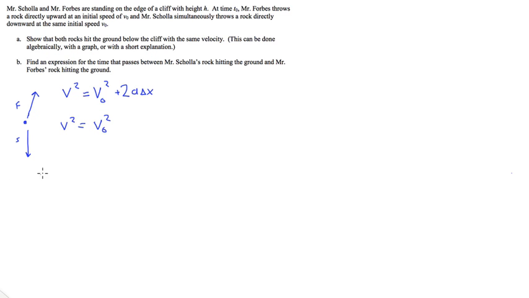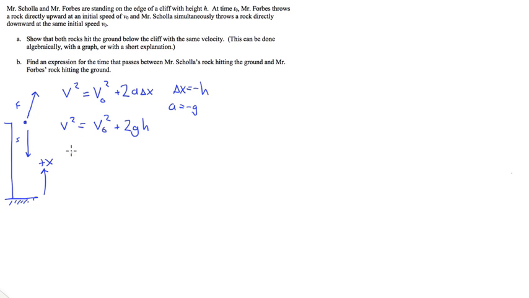v naught squared. And if we assume the cliff height is like this, and here's the base of the cliff, I'm going to make x point upwards. So in this case, delta x equals negative h, and acceleration is negative g. So v squared equals v naught squared plus 2 times negative g times negative h, so 2gh.